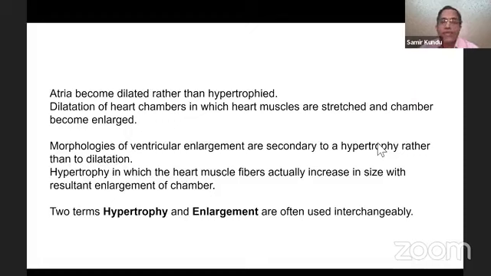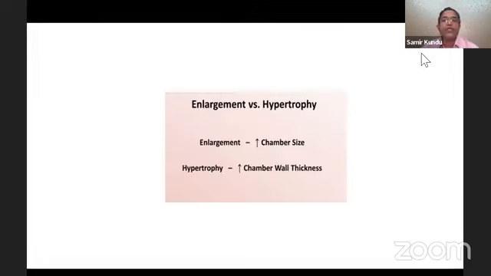Atria become dilated rather than hypertrophied. Dilatation of heart chambers is one in which heart muscles are stressed and the chamber becomes enlarged. Morphologies of ventricular enlargement are secondary to hypertrophy rather than to dilatation. In hypertrophy, the heart muscle fibers actually increase in size with resultant enlargement of the chamber. The two terms, hypertrophy and enlargement, are often used interchangeably. So, enlargement versus hypertrophy: enlargement is simply increased chamber size, and hypertrophy is simply increased chamber wall thickness.